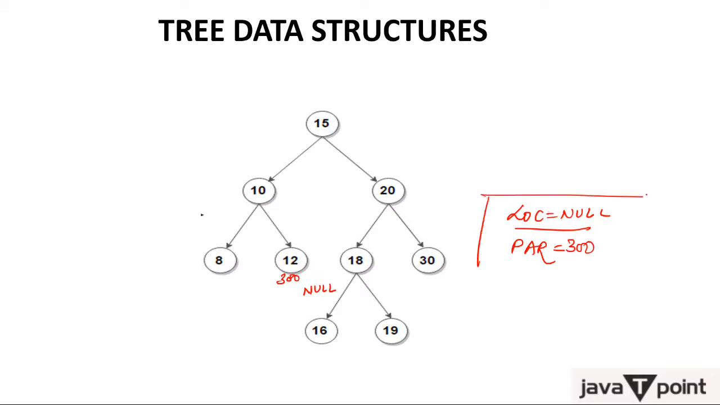So by watching this, what did you understand? You understood that location is null. This means the element you are looking for is not in the tree. But yes, definitely there will be a parent. Fine. Okay.